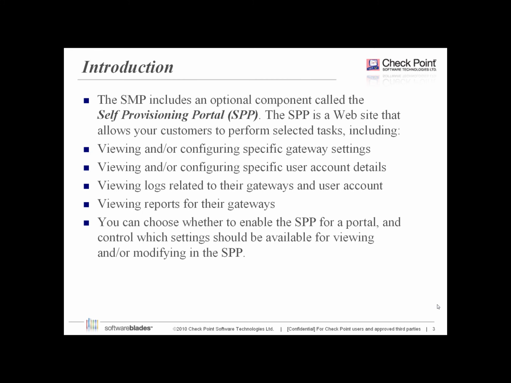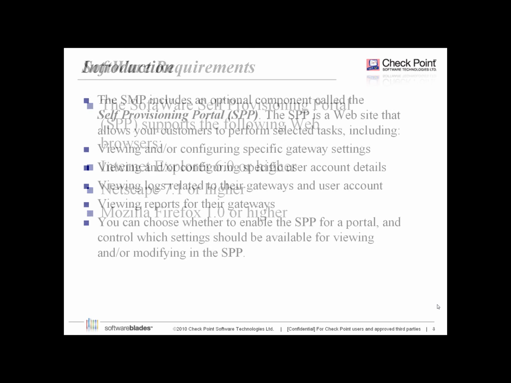So the SPP includes an optional component called the Self-Provisioning Portal. The SPP is a website that allows your customers to perform selected tasks, including viewing or configuring specific gateway settings, viewing or configuring specific user account details, viewing logs related to their gateway and user accounts, viewing reports for their gateways. You can choose whether to enable the SPP for a portal and control which settings should be available for viewing and/or modifying in the SPP.